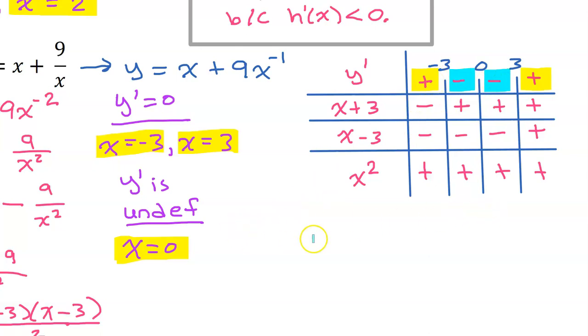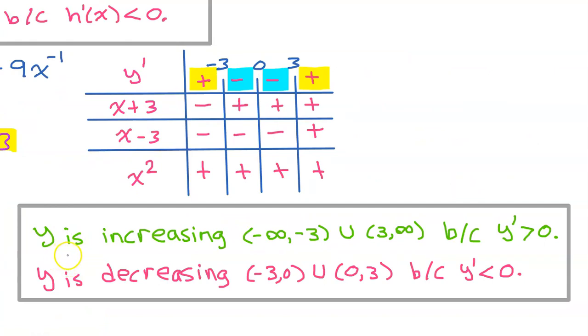Let's summarize our results. We can say y is increasing from negative infinity to negative 3 and from 3 to infinity because y prime is positive. And y is decreasing from negative 3 to 0 and 0 to 3 because y prime is negative.